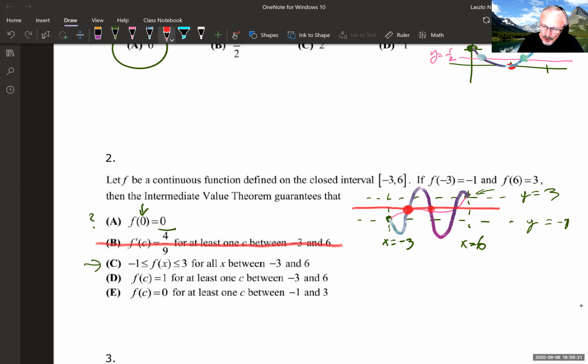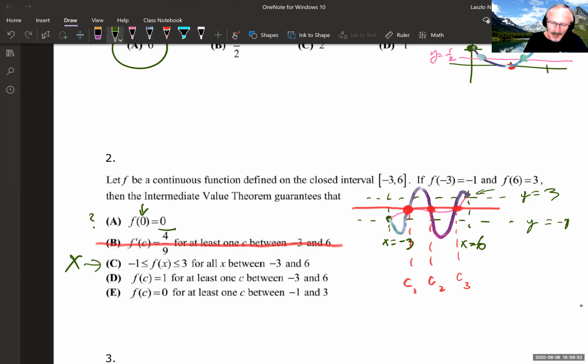the function. And here we see that there are 3 c's, so maybe c sub 3, c sub 2, and c sub 1. I don't think that I can go with c as an answer. I'm going to eliminate that. Now we're going to analyze f of c equals 1 for at least one c between -3 and 6.